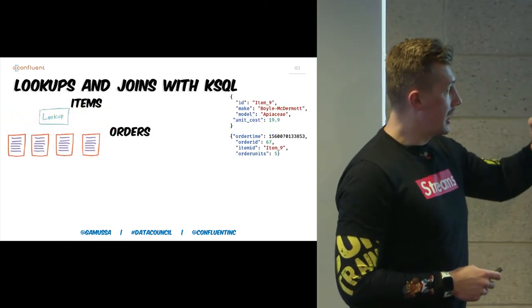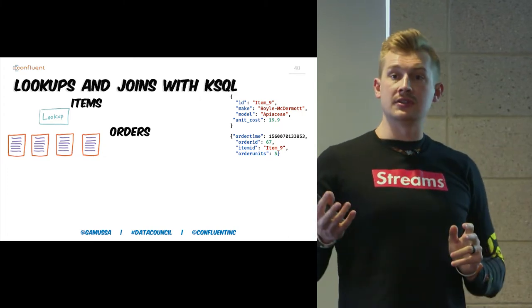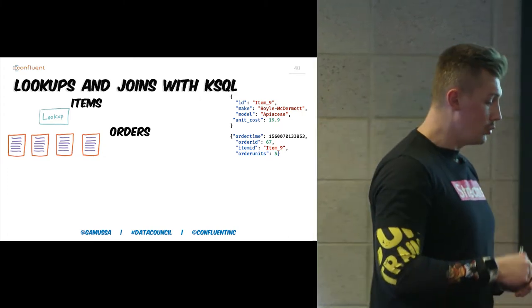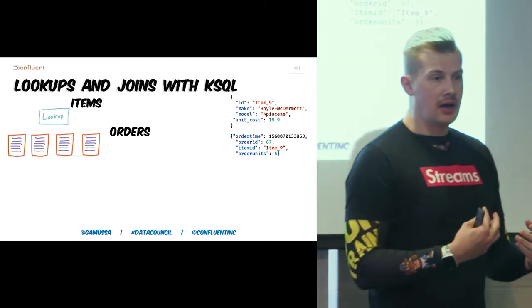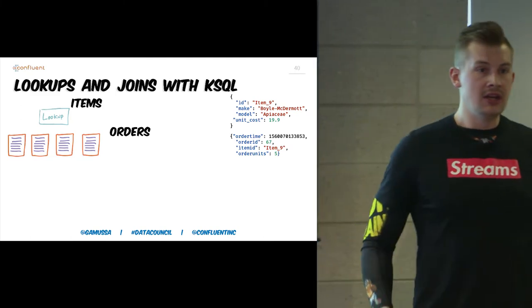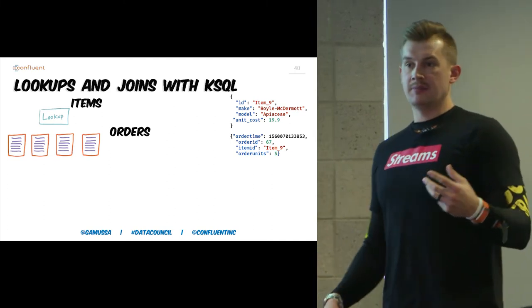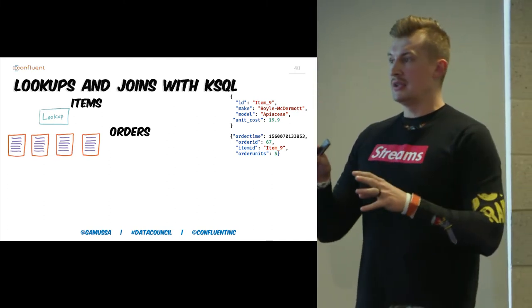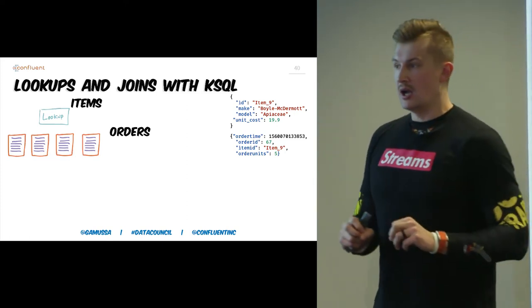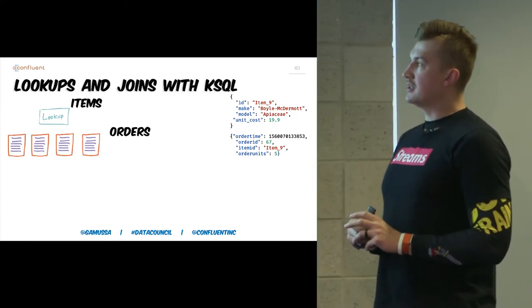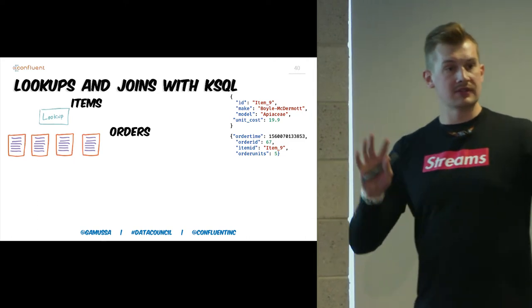So here's an example of how we can do an enrichment procedure. We have some information about orders that has already appeared in a Kafka topic. Maybe we have this information in our enterprise database, and it was replicated to Kafka. So we can materialize it as a table inside KSQL. KSQL operates with two things, tables and streams.